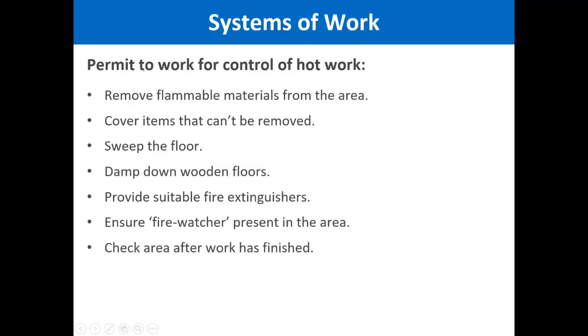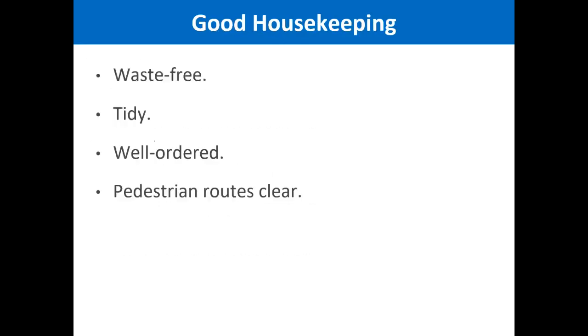Then there is the permit to work system. The permit to work system is a very, very important control measure to control fires. You should remove all flammable materials from the area, cover the items if they can't be removed, sweep the floor, make sure there is good housekeeping. You should also damp down the wooden floors so that they don't catch fire. You should provide suitable fire extinguishers, ensure the fire watcher is available, and check the area after the work is finished.